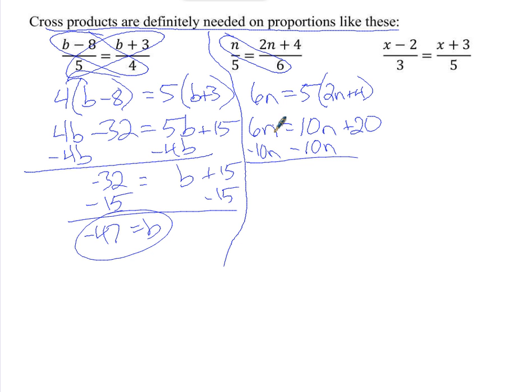What do I get when I subtract 6n minus 10n? Negative 4n equals 20. Now what? Divide by negative 4. And n equals negative 5. You get the same answer if you did it the other way. It just takes one more step.